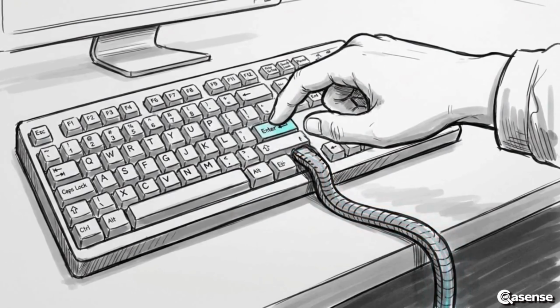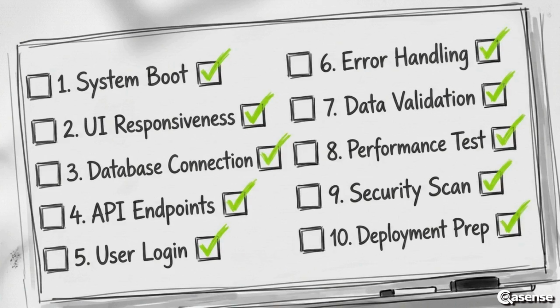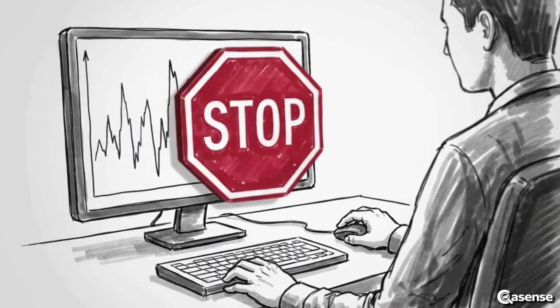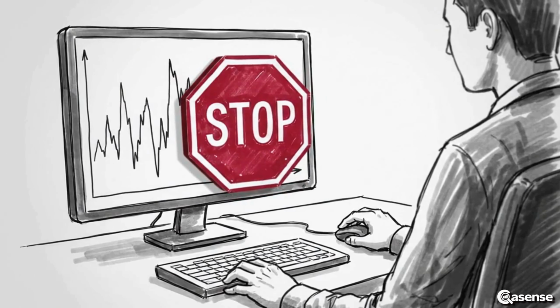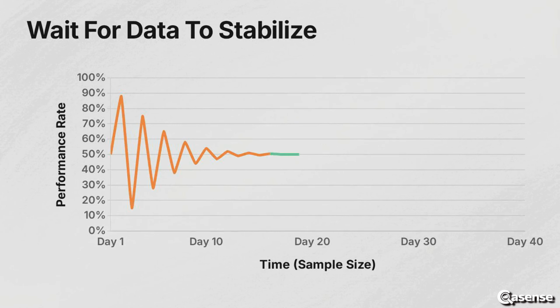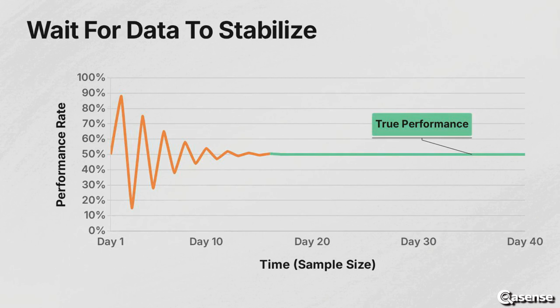While this process is effective, its integrity relies on following the rules. If those rules are broken, the results can be misleading. A common mistake is impatience. Sometimes a new design looks like a success on the very first day, so teams stop the test early. But without enough time for the data to stabilize, they are often just looking at a temporary fluke.